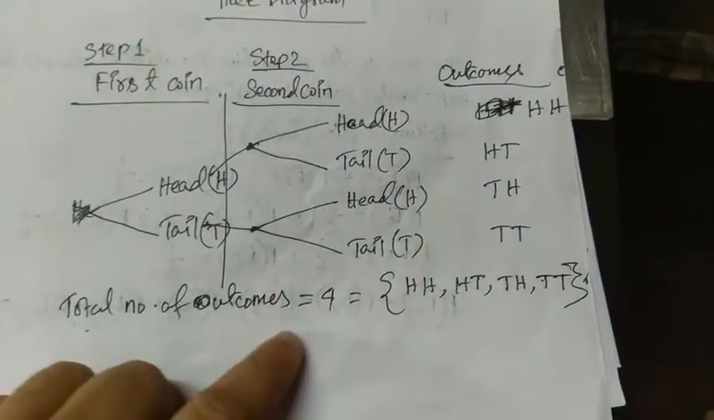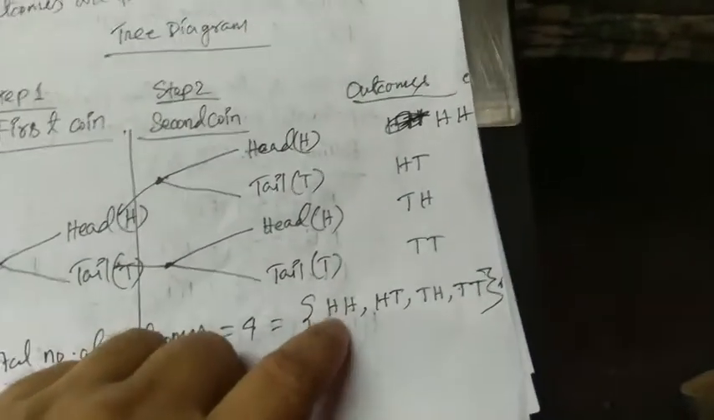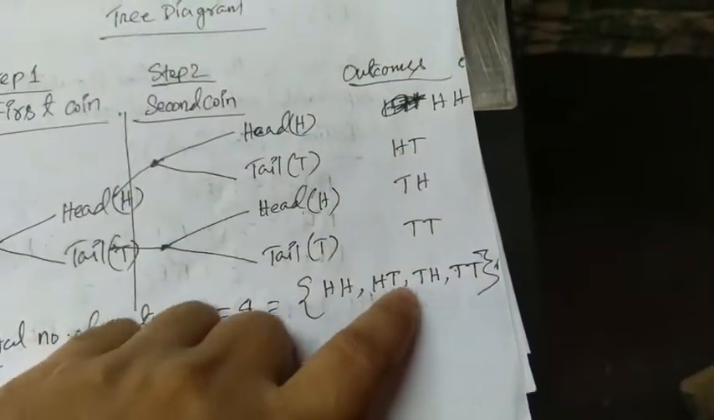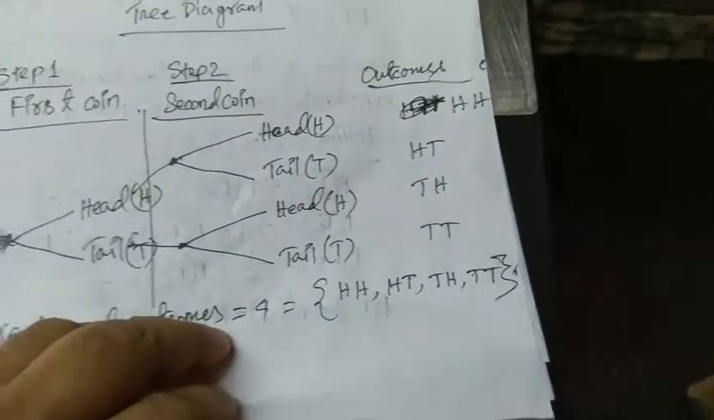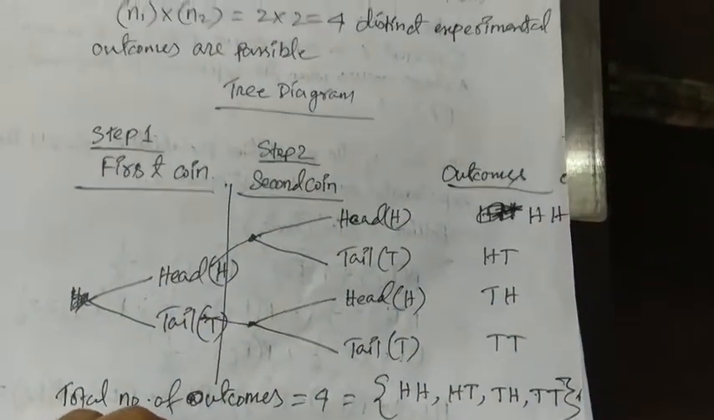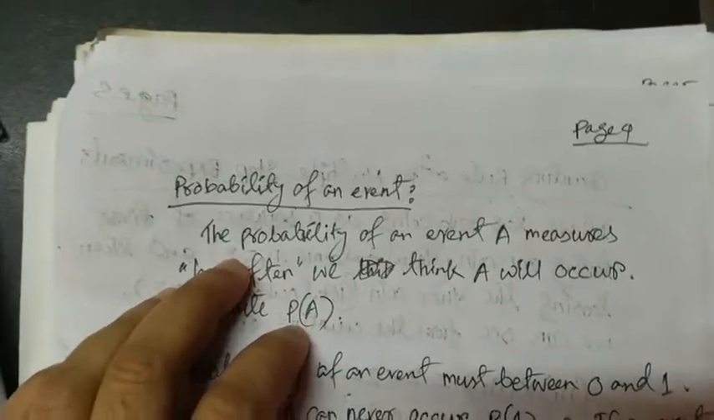So the total number of outcomes is 4. That means HH, HT, TH, TT. So 4 outcomes are possible from tossing 2 coins simultaneously. Now let us move to page 4.